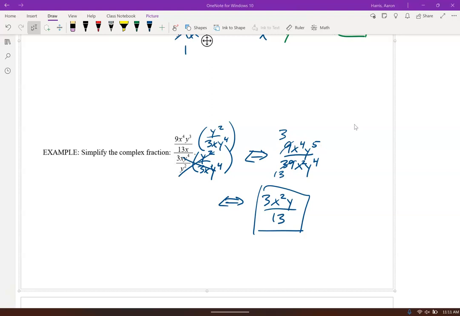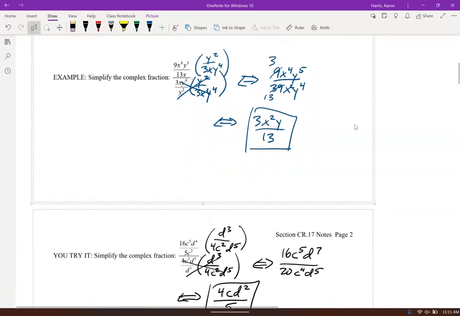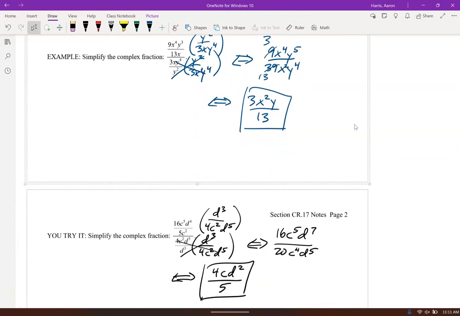And then the next one's also a u try. So go ahead and try that next one as well. So here's our next one. You can go ahead and compare that one as well. 4cd squared over 5.